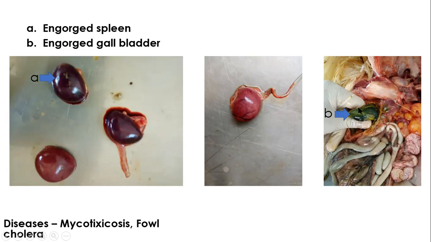You can see the gallbladder too, B. You can see it very engorged, and it is even popping out from its position because it is highly engorged. You can see it in mycotoxicosis. You can see all this in fowl cholera. So let's continue.